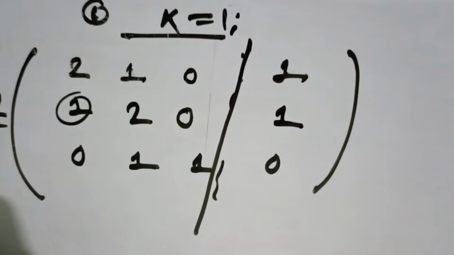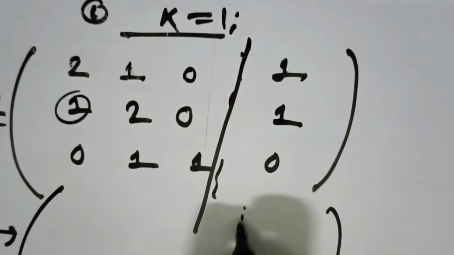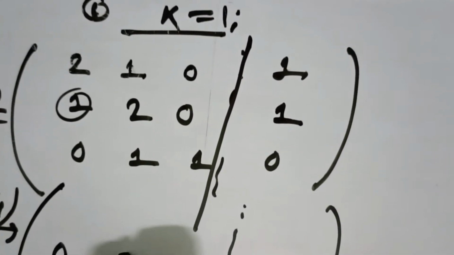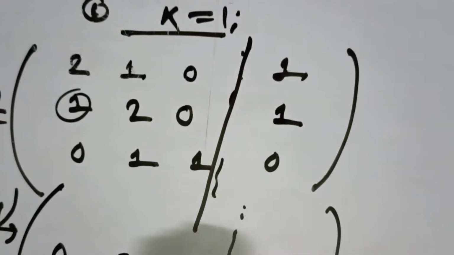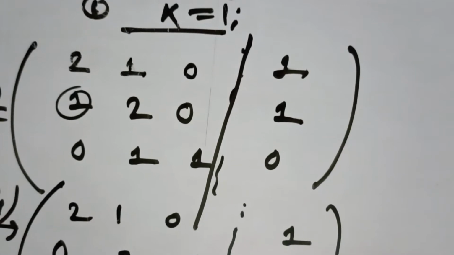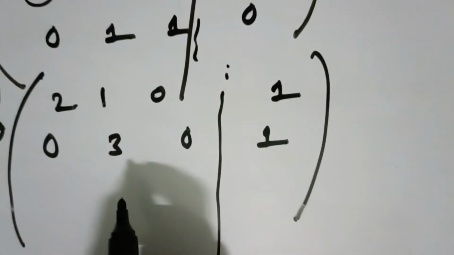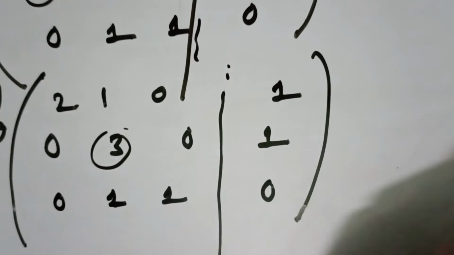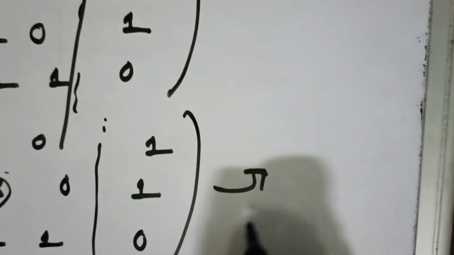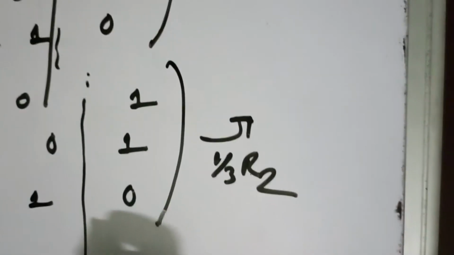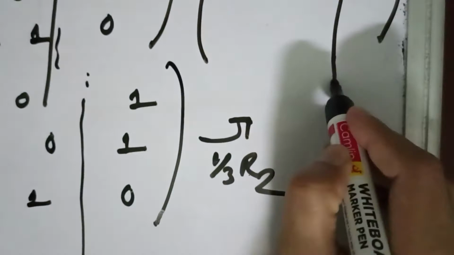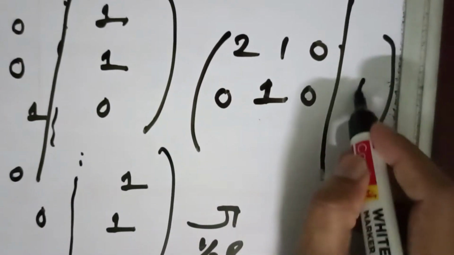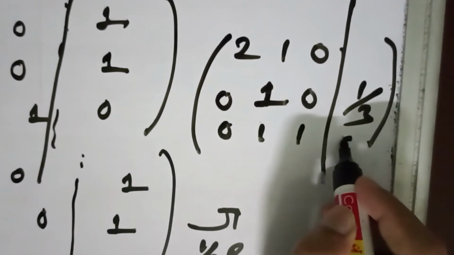To convert it to row echelon form, you have to make entries 0. So apply the operation R2 minus R1, which gives 0, 4, 3, 0. Now apply the operation 1/3 R2, and then you get 2 1 0 1, 0 1 upon 3 0 1, 0 1 1 0 1.